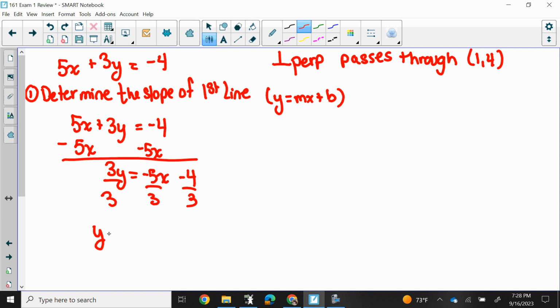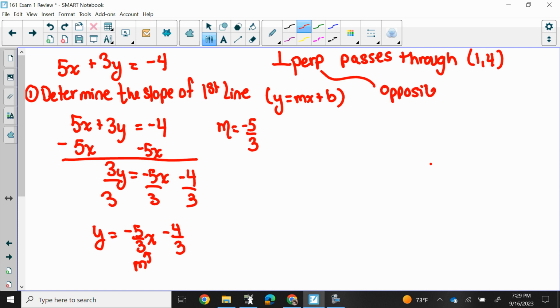So y is equal to -5/3 x minus 4/3. Now your slope is right here, right? It's the number next to x. So if my slope of this line is -5/3, remember perpendicular slopes are opposite reciprocals. So opposite just means I'm changing the sign.